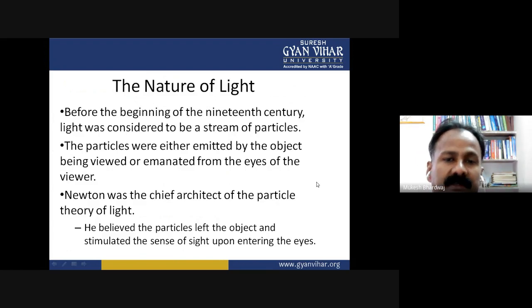The nature of light. Before the beginning of the 19th century, light was considered to be a stream of particles. The particles were either emitted by the object being viewed or emanated from the eyes of the viewer. Newton was the chief architect of the particle theory of light. He believed the particles left the object and stimulated the sense of sight upon entering the eyes.